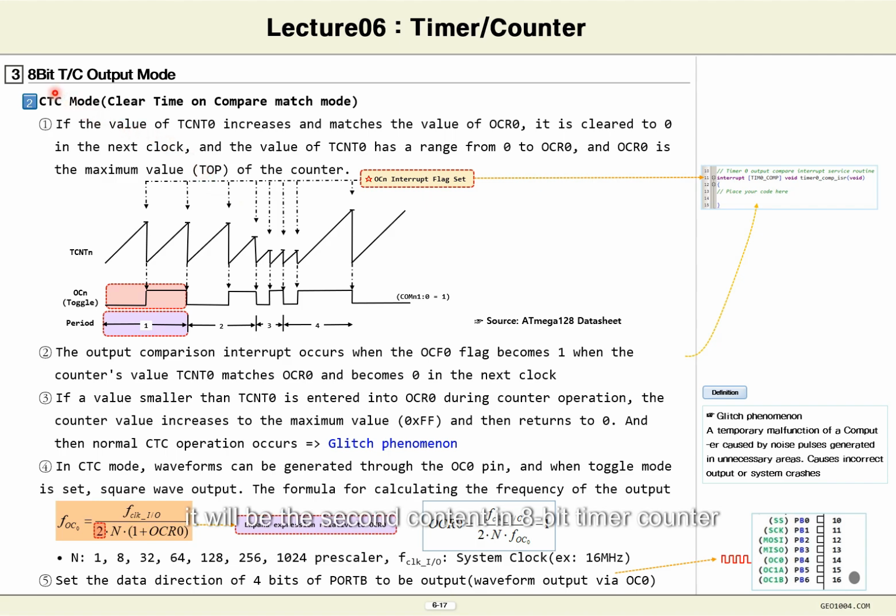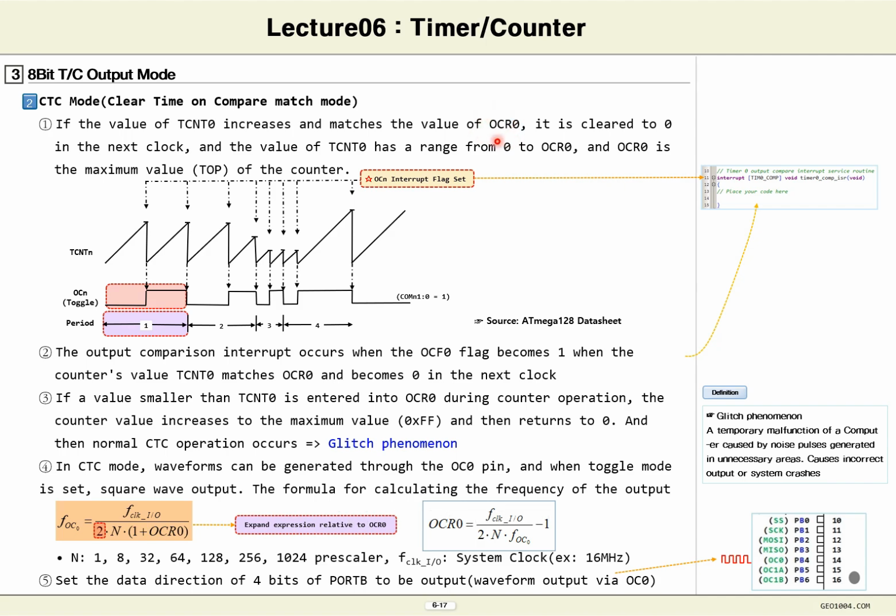This time, it will be the second content in the 8-bit timer counter output mode. Let's take a look at CTC mode. In CTC mode, clear and set operations occur when the register value of TCNT0 increases and matches the value of OCR0. The result is output as a waveform externally.